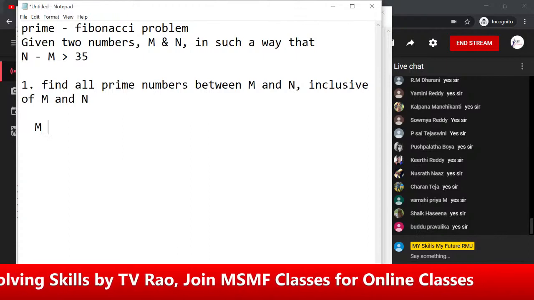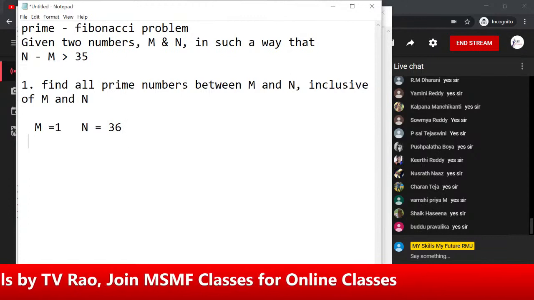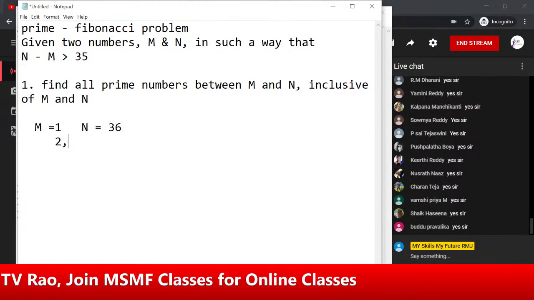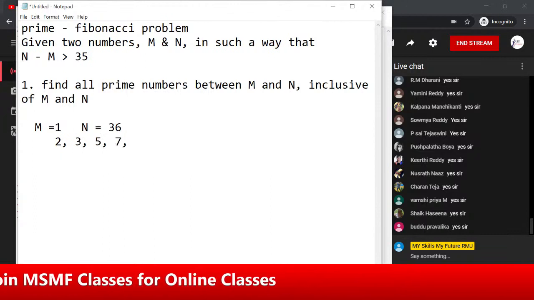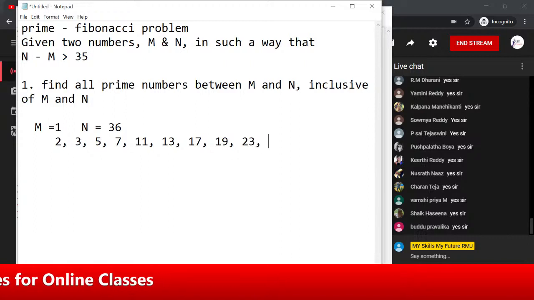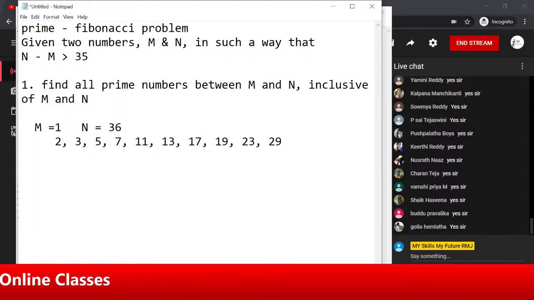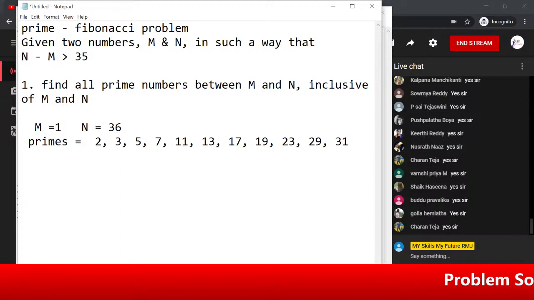Suppose first number is 1, second number is 36. What are primes between M and N? 2, 3, 5, 7, 11, 13, 17, 19, 23, 29, 31, isn't it? Is this clear? These are primes between 1 to 36. Okay. Is this clear?